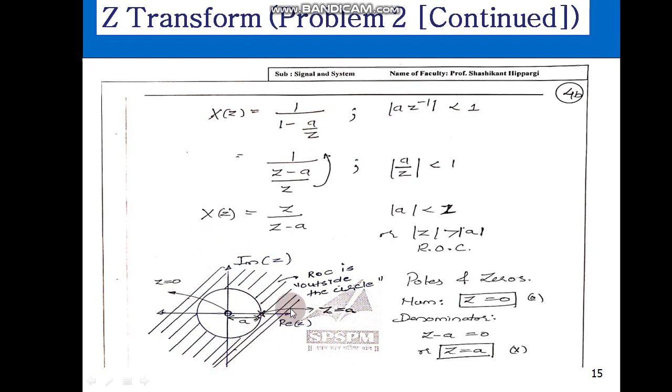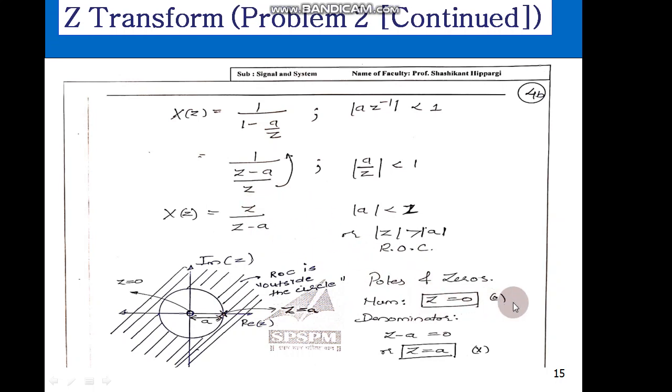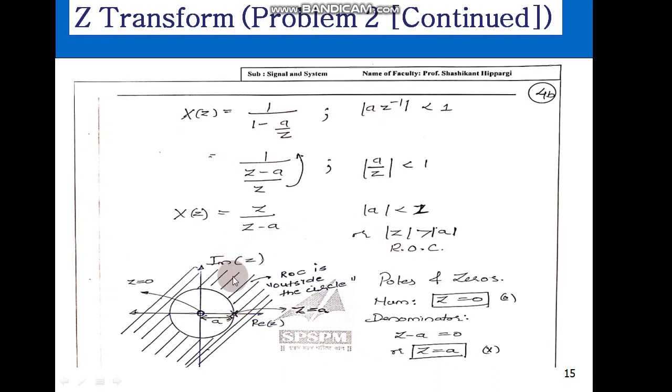And if we try to calculate the poles and zeros, we know that if we equate the numerator to 0, we get zeros. So if we equate z equal to 0, simply it is 0. And if we equate the denominator equal to 0, we get the poles. So z minus a equal to 0 implies z equal to a. So the pole will exist at z equal to a.